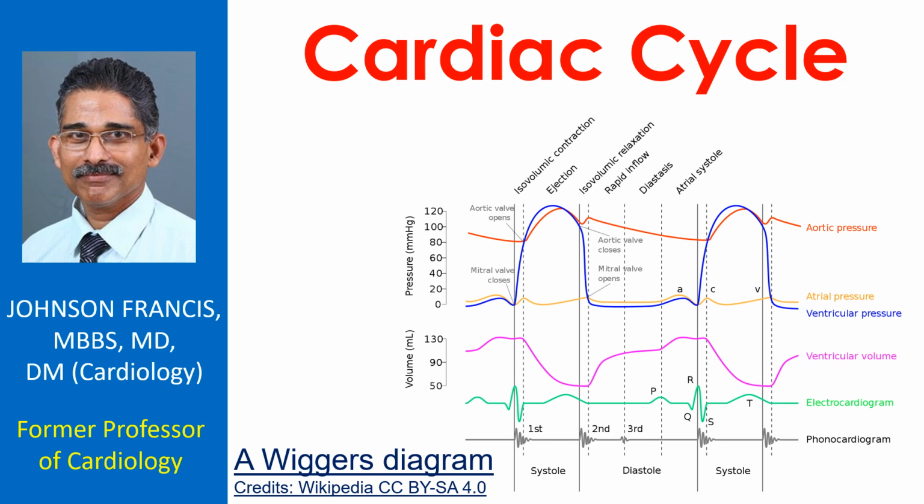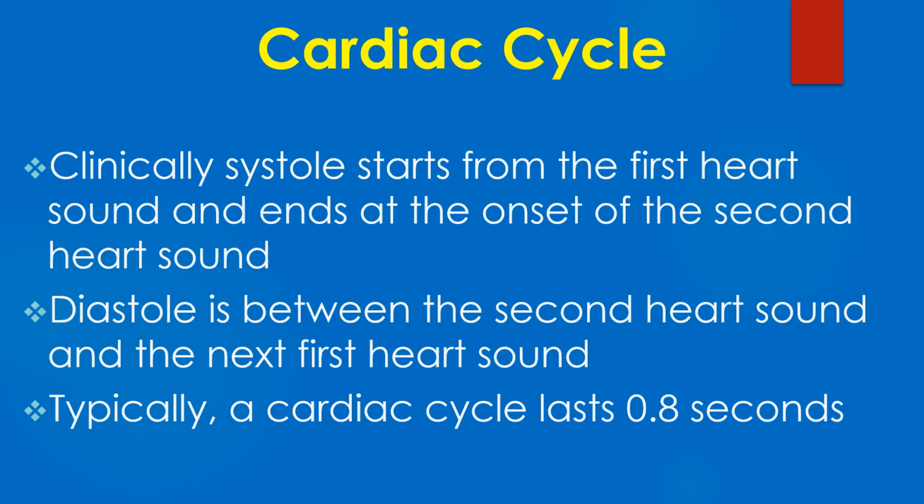Cardiac cycle consists of all events occurring in the heart during a systole and the following diastole. Clinically, systole starts from the first heart sound and ends at the onset of the second heart sound. Diastole is between the second heart sound and the next first heart sound. Typically, a cardiac cycle lasts 0.8 seconds.